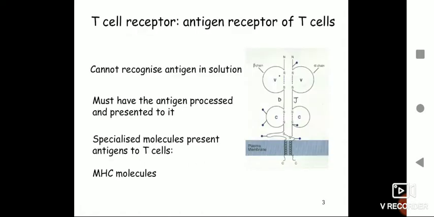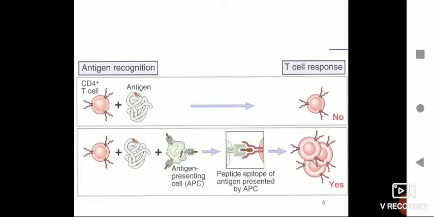Already we have studied the T cell receptor, how the T cells express receptors on their surface called the T cell receptors, which recognize and bind with antigen presented to them on MHC molecules. Diagrammatically you can see the CD4 plus T cells, which are the helper T cells. When they come in contact with an antigen directly, they cannot recognize and bind it, so no T cell response will be seen. But when the same antigen is presented by an antigen presenting cell through an MHC molecule, the T cell receptors will recognize the antigen MHC complex, get activated, and lead to a T cell response.